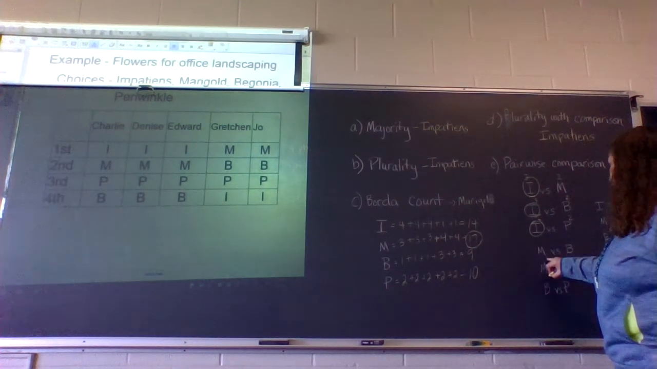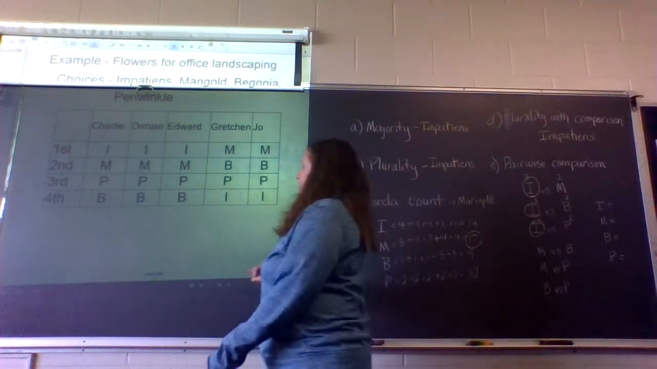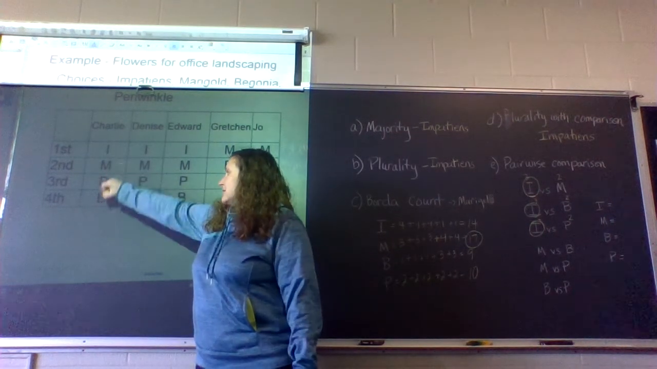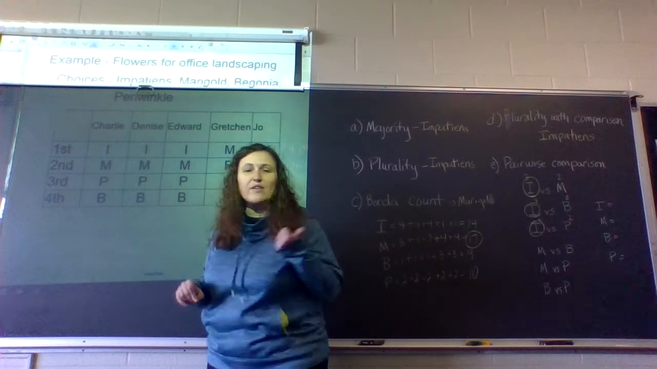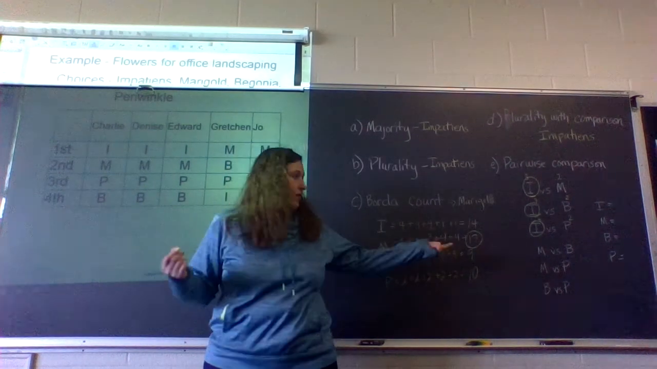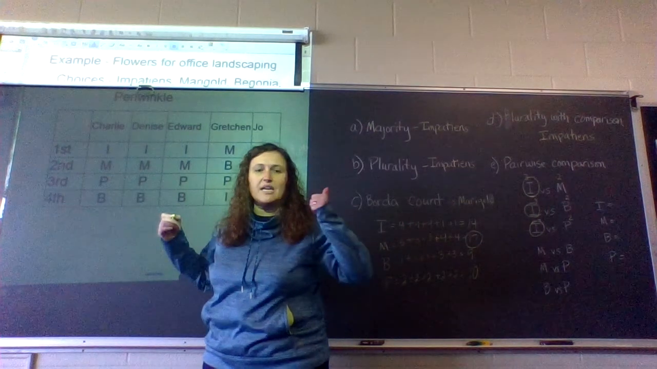Now I'm doing marigold versus begonias. So for Charlie, yes, M is above B. So M, yes, Charlie. So I'm keeping track of the M's now, okay? Just because that was the first one on the list. I don't know, it doesn't matter. I just keep track of 1.